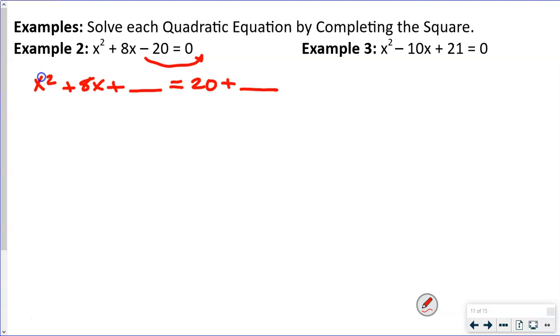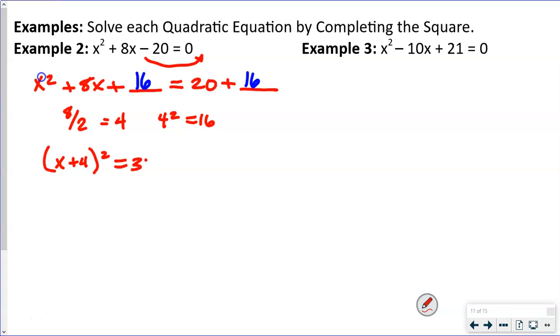So now we're still going to take our 8, and we're going to divide it by 2. That's going to give us 4. And so down here, we've got our x plus 4 squared. Now we're going to take our 4, and we're going to square it. That's going to give us 16. So that 16 we're putting up here in this blank. Y'all see that? So now that gives us over here on the right side of the equal sign, 20 plus 16, that is 36, right?